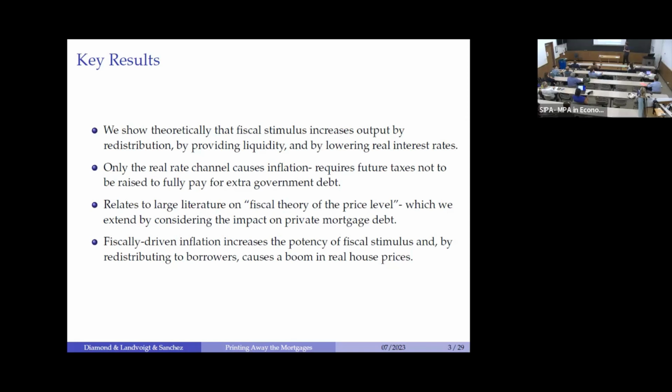And this relates to the fiscal theory of the price level literature, where we're adding private debt and therefore getting these interesting redistributive effects, which the literature hasn't studied previously. So fiscally driven inflation increases the potency of fiscal stimulus, redistributes to borrowers, and thereby causes a boom in house prices, as well as helping the economy to recover.